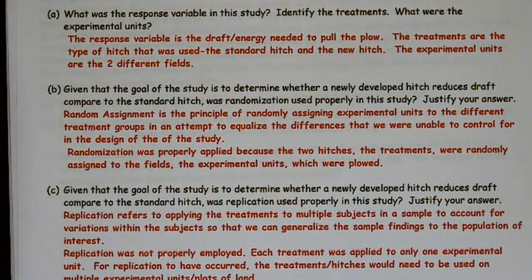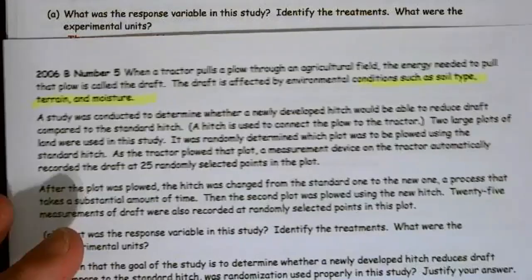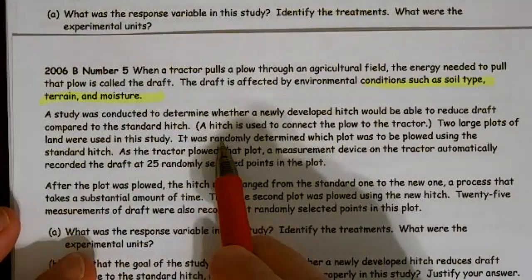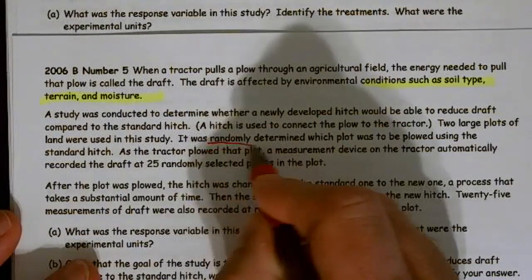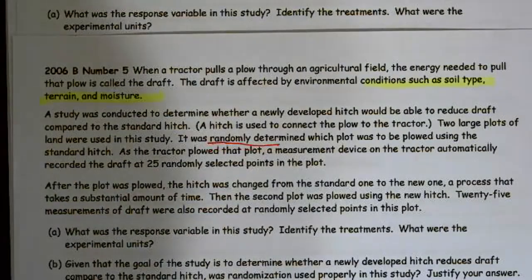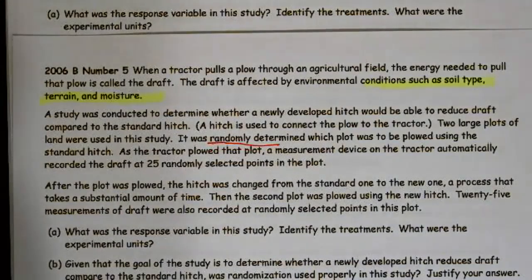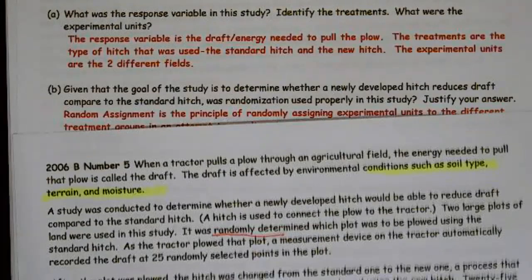Given that the goal of the study is to determine whether a newly developed hitch reduces draft compared to the standard hitch, was randomization used properly in the study? Justify your response. Well, in this particular case, I don't really like what they did here, but they told us it was randomly determined. I wish they told me what it was, because if you say randomly determined, they're not going to accept it. But if you say, hey, I put papers in a hat and I drew, or I flipped a coin, that's great. But yeah, they did random assignment.